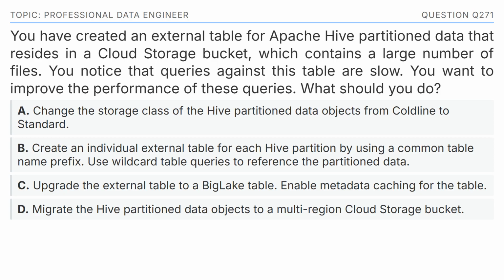coldline to standard. Option B, create an individual external table for each Hive partition by using a common table name prefix. Use wildcard table queries to reference the partition data. Option C, upgrade the external table to a Big Lake table. Enable metadata caching for the table. Option D, migrate the Hive partition data objects to a multi-region cloud storage bucket.